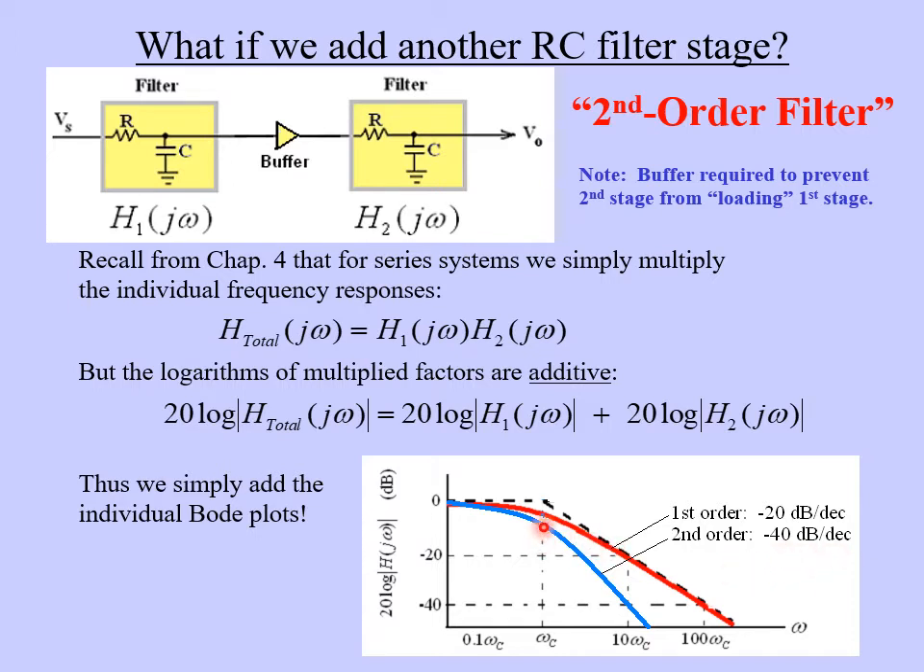By the way, this point right here would be at 6 decibels below at the corner, not 3 decibels. The key thing here is for the second order filter, the slope is twice as steep, so it's falling off at twice the rate in terms of decibels per decade, which is desirable because, remember, ideally we want the filter to just fall off like a brick wall.